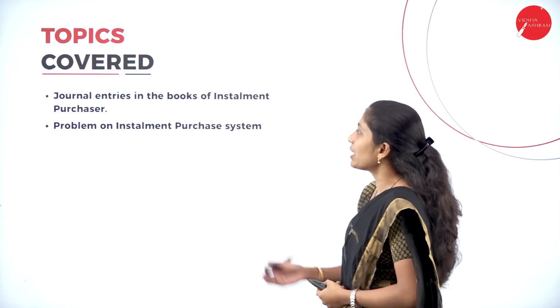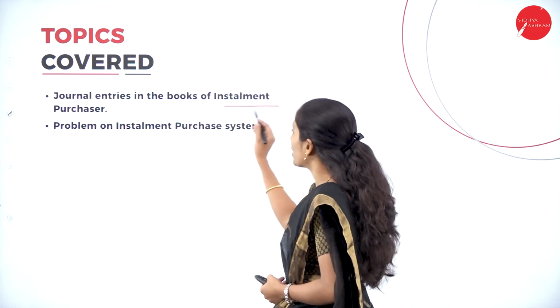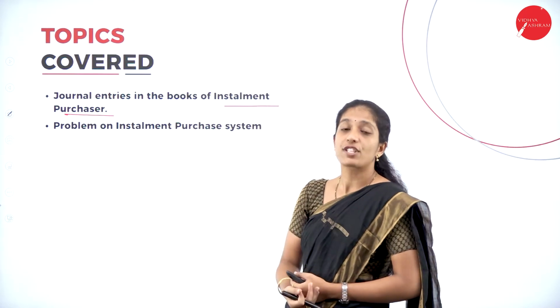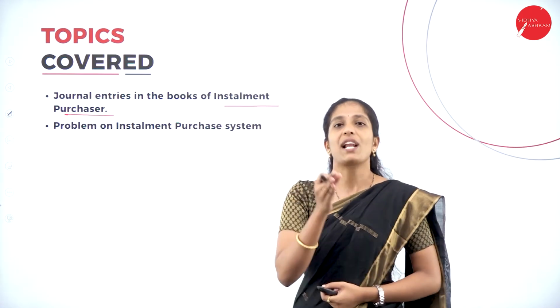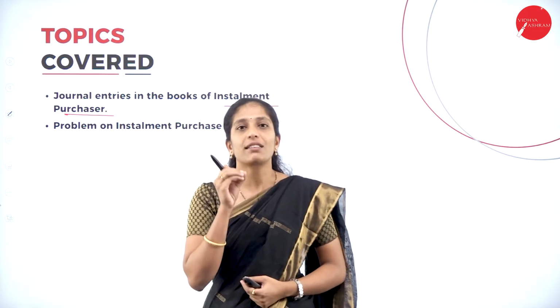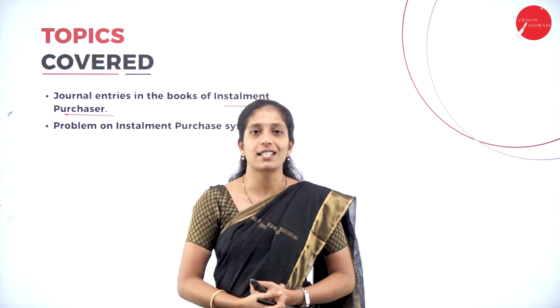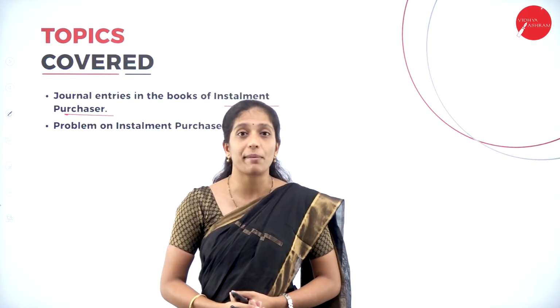In a previous session, we have seen the journal entries in the books of installment purchaser. So we have seen the format, that is, what is the format of journal entries in the books of installment purchaser. Same like hire purchase system. The only thing is that we have to make changes in interest suspense account. So what are the entries that have to be prepared in the books of installment purchaser?